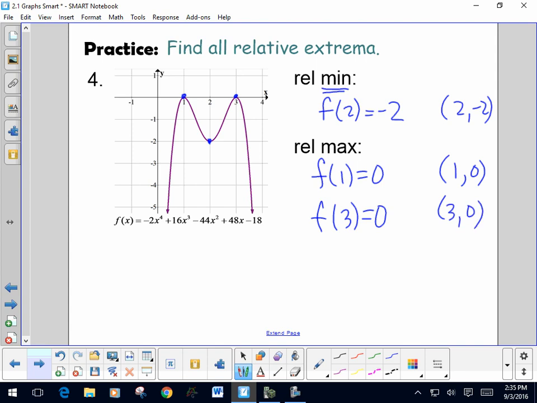I would like to note that if the function had looked something like this instead, it would still have 2 relative maximums. This would be an absolute max here, but you could also call it a relative max, and then here would be another relative max. And then in this case, of course, it would also still have a relative min right there.